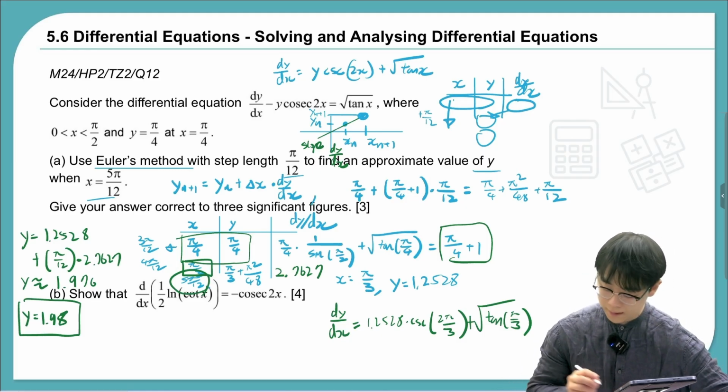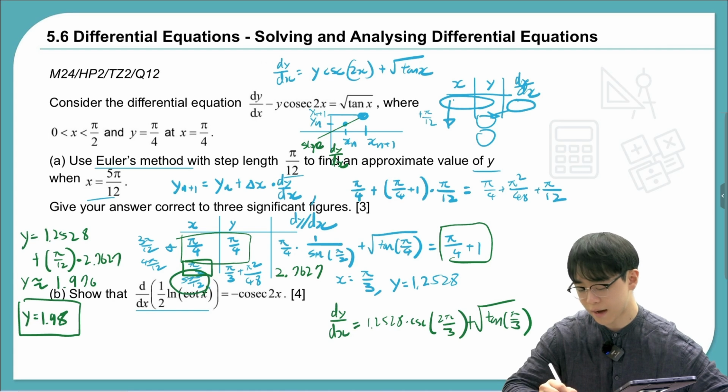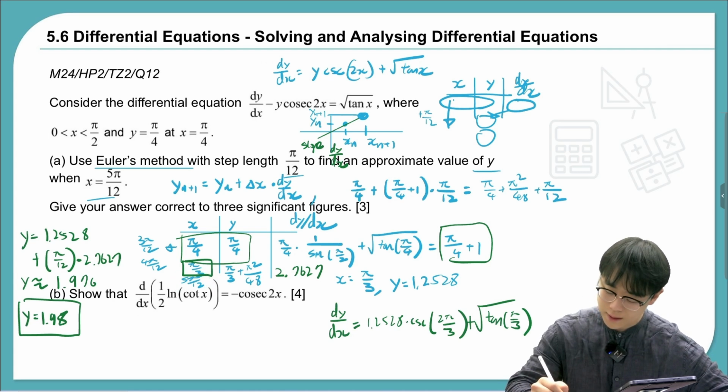Now on to part B. Let's find dy over dx. So if you were to differentiate 1/2 ln cotangent x, that's going to be what's on the right side.